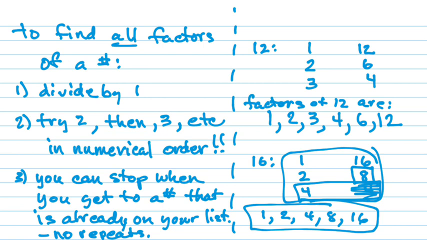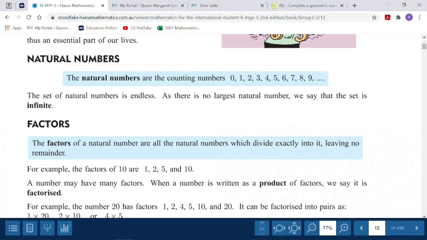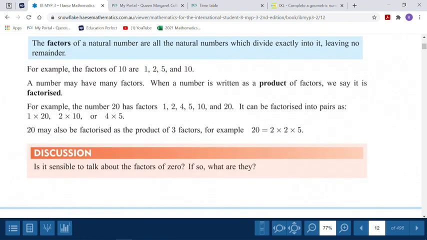Okay, so you just start with 1 and then move on. Okay. So that's how to find all of the factors of a number. Yes? Everything that would possibly divide into it. And there are going to be other times when we want not all of the factors, but we want specific kinds of factors. And so that's what we're going to talk about next. Okay. And once you've written it as a product of factors, it's called factorized.